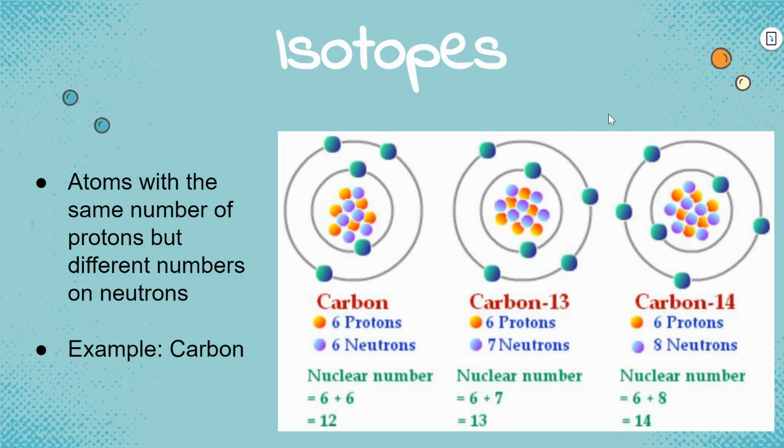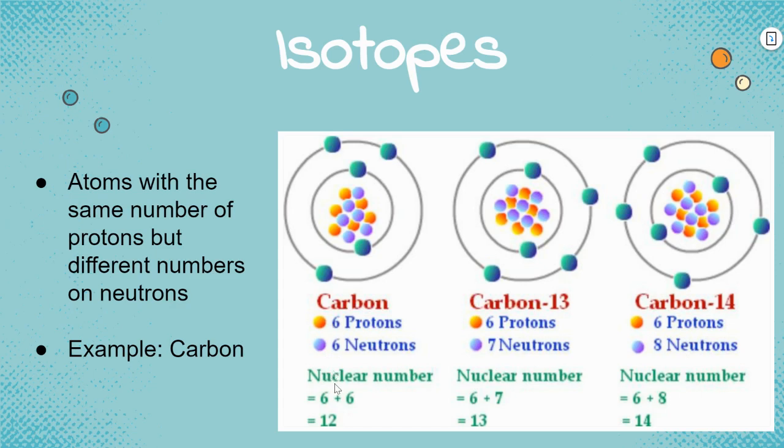right? So an example here is carbon. And remember that definition, same number of protons, different number of neutrons. And so here you have carbon 12, carbon 13, carbon 14. You see the same number of protons, right? 6 protons, 6 protons, 6 protons. But then you also see right here, different number of neutrons. So 6 neutrons, 7 neutrons, 8 neutrons, right?